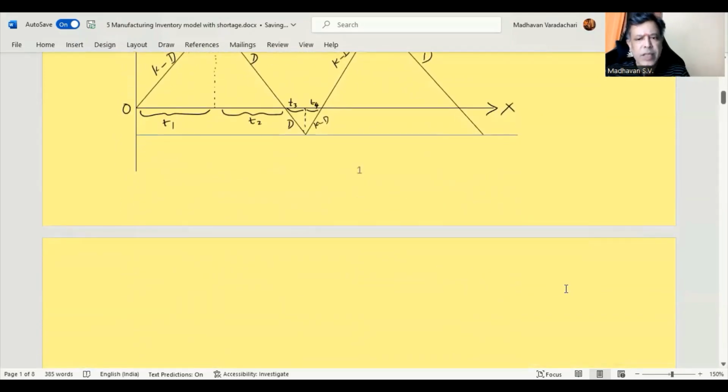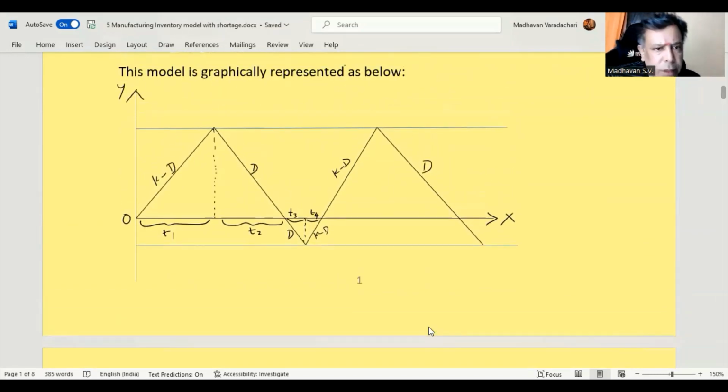Now, from this we can say that this point is considered to be the maximum inventory. Means this portion is your Im and this portion is your maximum shortage, Sm, the gap between that.